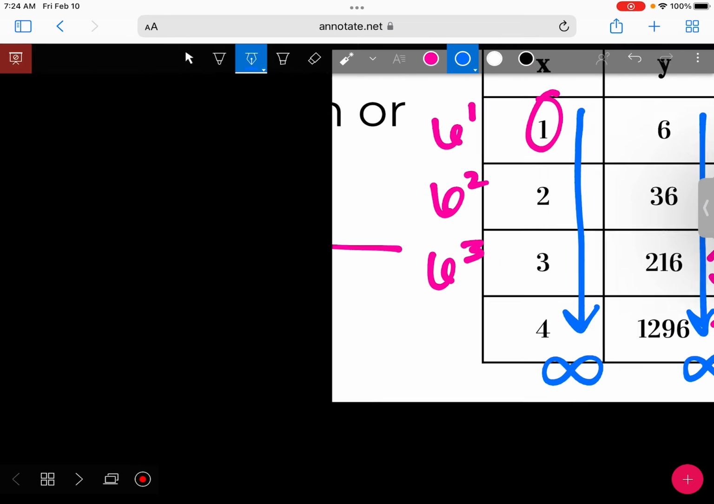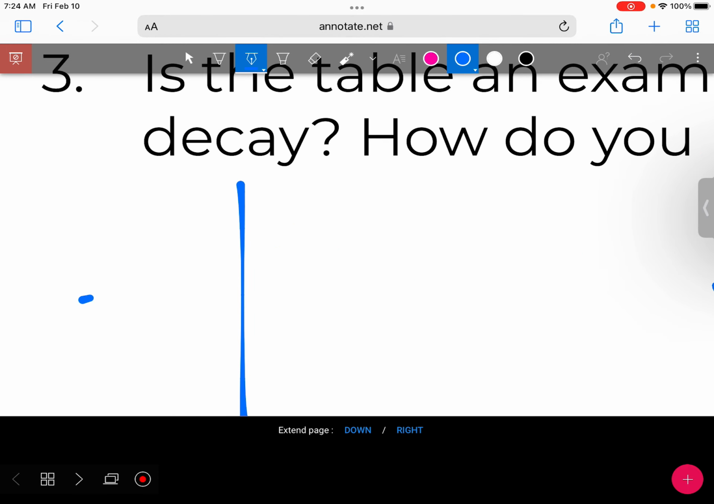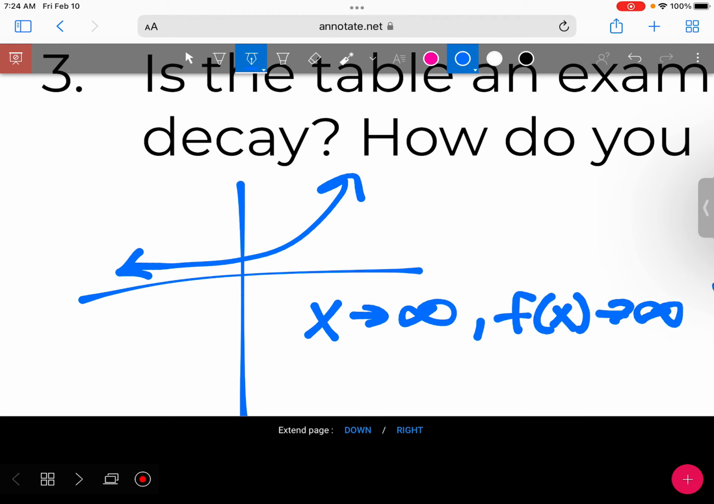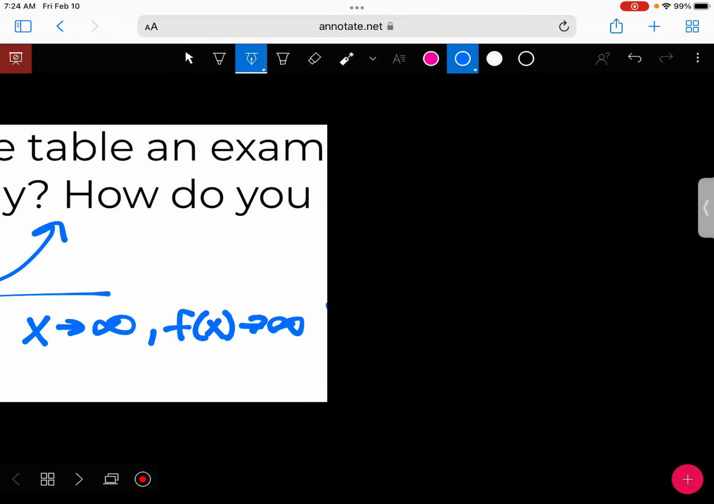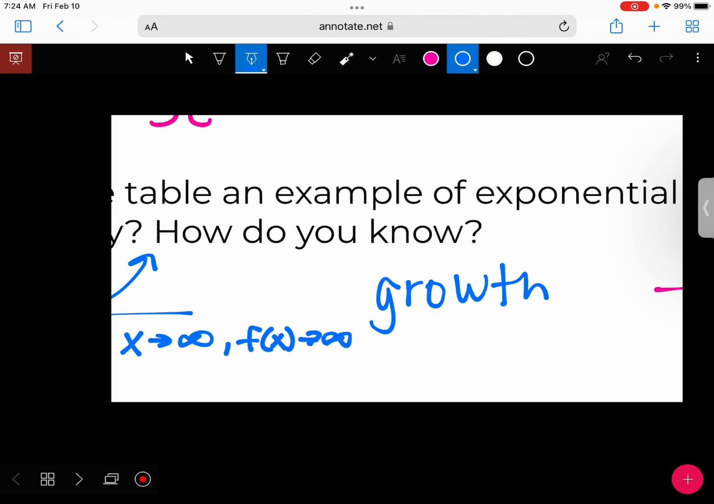And do you remember that when we talked about the end behavior of an exponential growth function, they look like this, right? That's a really bad graph. But their end behavior said as x is approaching infinity, f of x is approaching infinity. Okay? Is this making sense at all? Okay. All right.